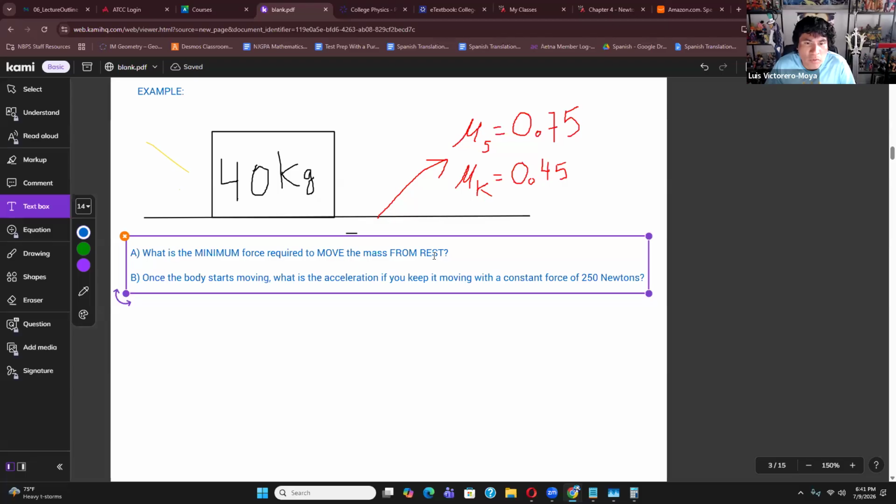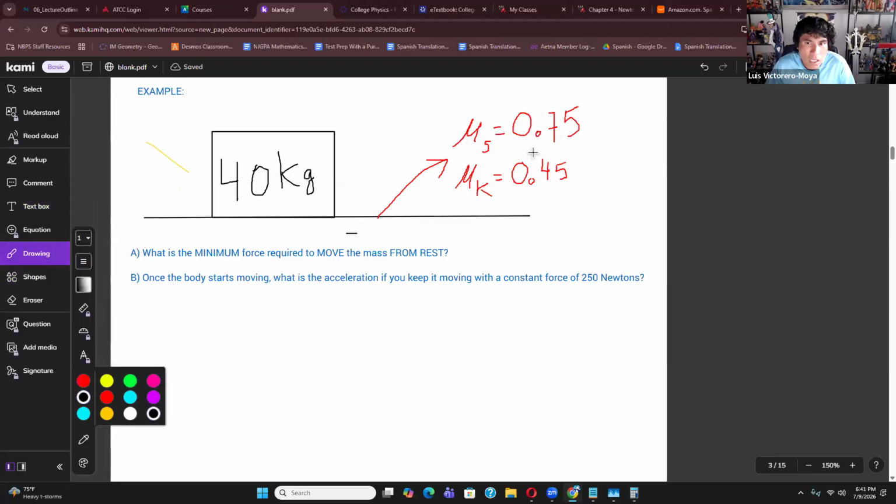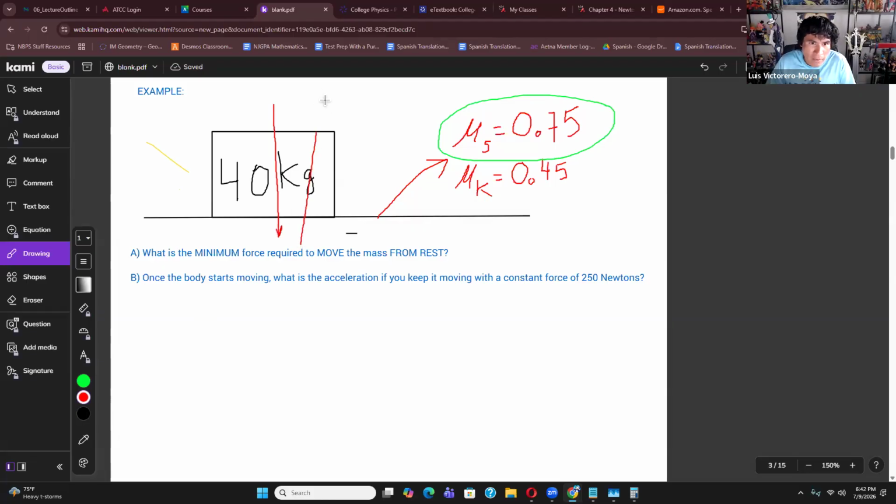To find the minimum force required to move the body from rest, you need the static friction, because the body is not moving, it's just there. So if I do the forces diagram, you have the weight, you have the normal, and now, because of this, you have friction, and the way you draw friction is like this. It's not moving, right? So we use the static friction, Fs.